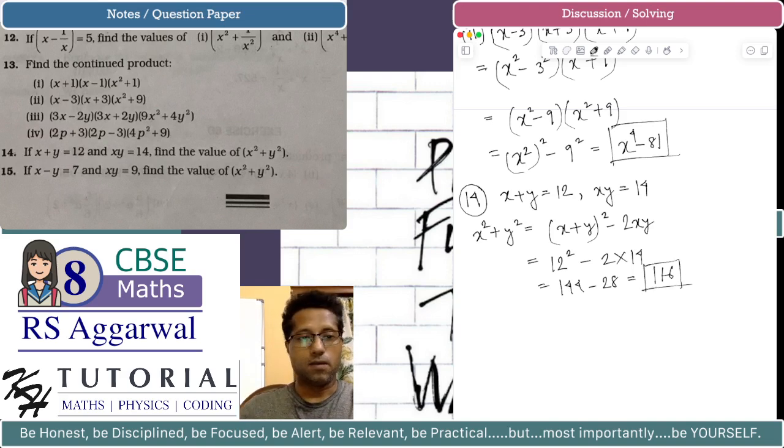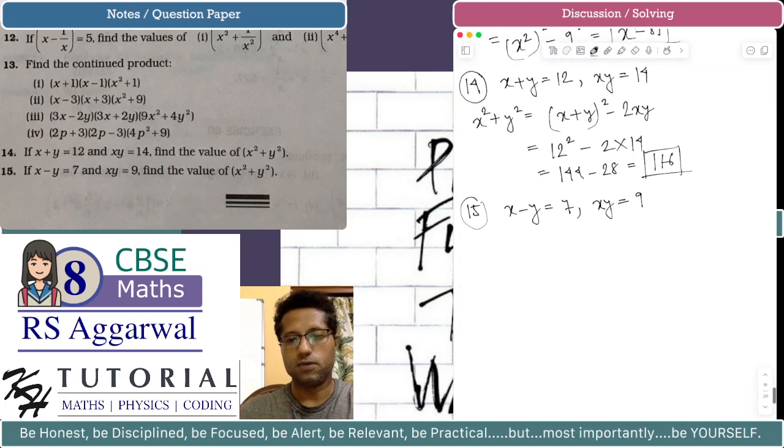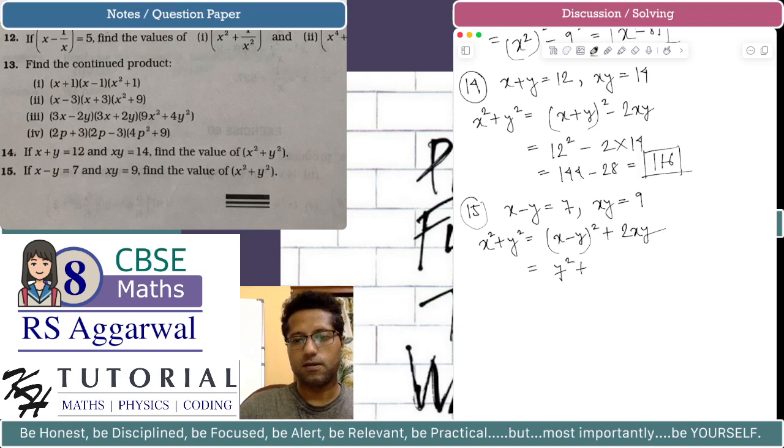Okay. Problem number 15. It is given that x minus y is equal to 7 and xy is equal to 9. We have to find the value of x square plus y square. So x square plus y square, we know, using x minus y, is x minus y whole square plus twice xy. So x minus y is 7, square, plus 2 into 9. So this is equal to 49 plus 18. This is equal to 67.